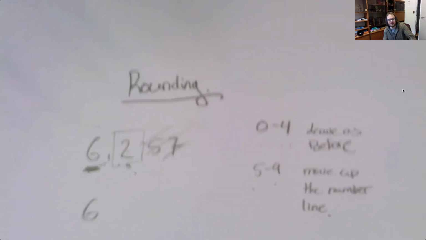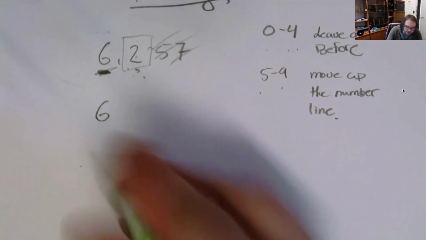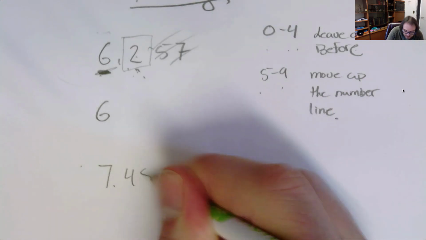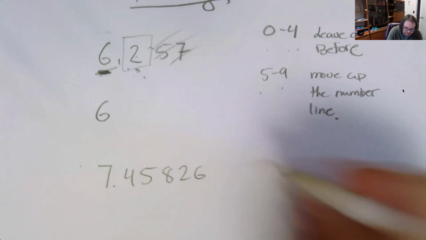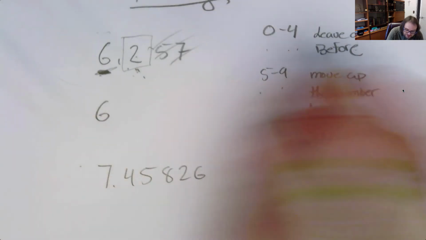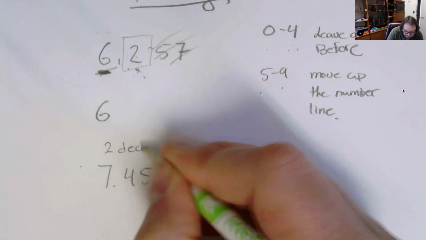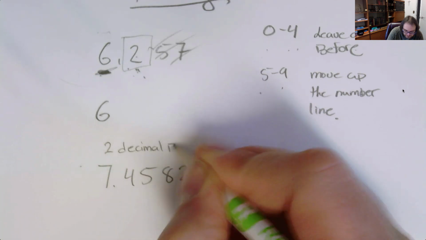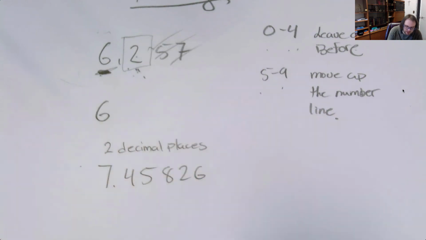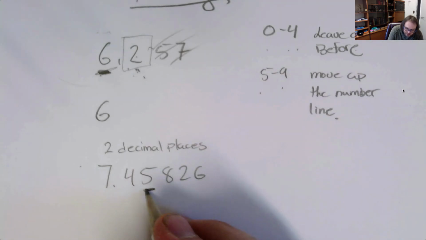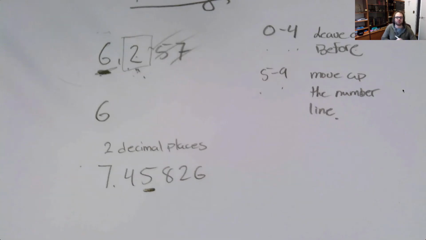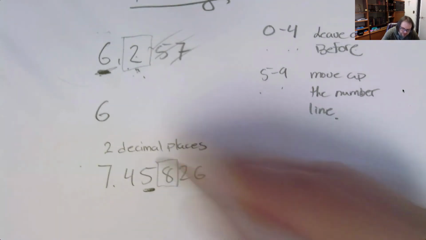Let's take a look at another one. Let's try 7.45826. And I want this to the second decimal places. Okay? Well, that's right here. I want to round to this one, 2 decimal places. So I only look at the number following it. We're going to look at this number here.